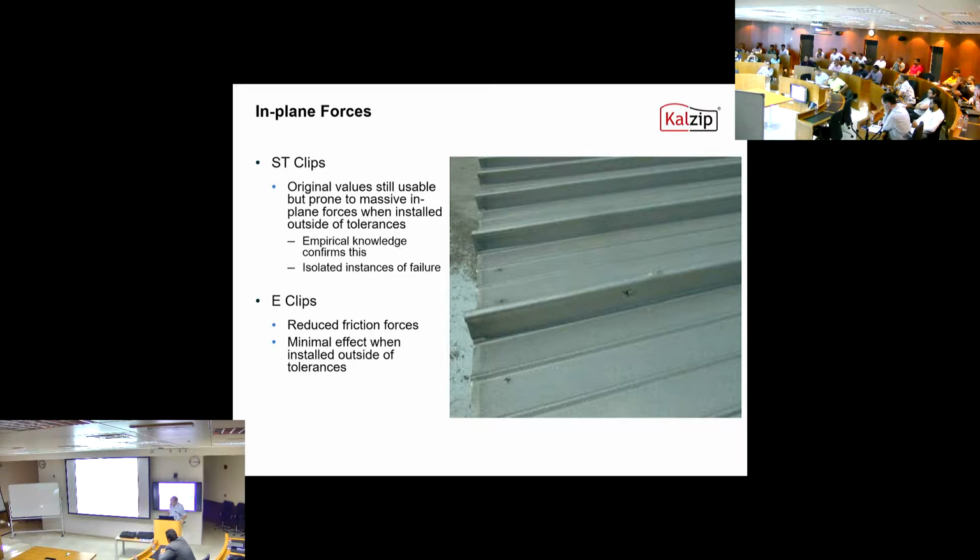So this is just saying aluminium clips, you get more metal to metal friction. With the E-clips, because they're polyamide, the aluminium top sheet moves, expands and contracts freely over the E-clips compared to the aluminium clips.